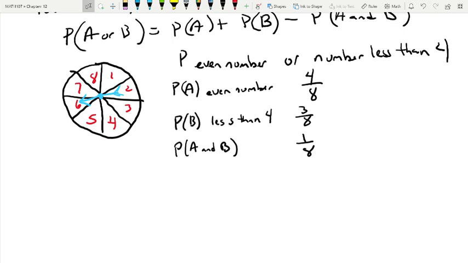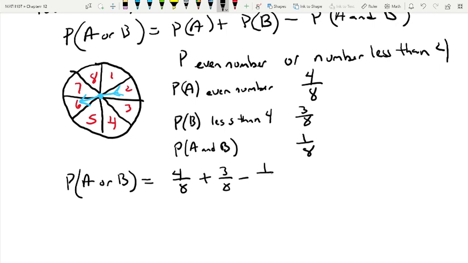So now the probability of A or B is going to be the probability of A, which we said was 4 out of 8, plus the probability of B, which is 3 out of 8, minus the probability of A and B, which is 1 out of 8. And so this is going to be 6 out of 8, which of course could be reduced to 3/4. Okay.